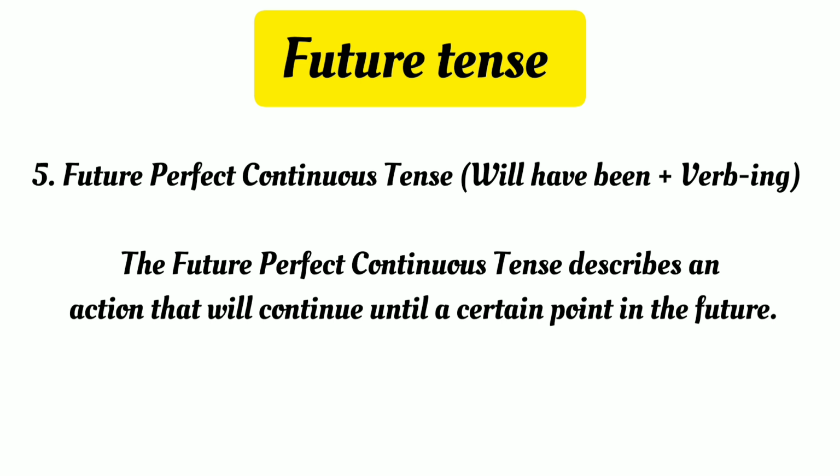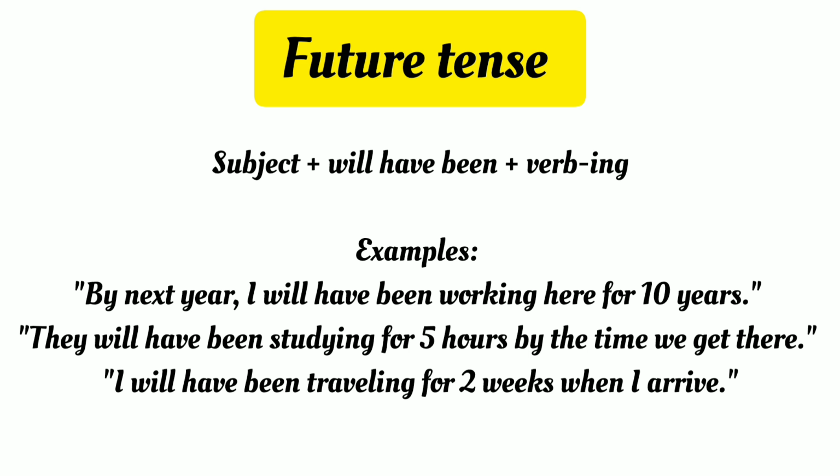5. Future perfect continuous tense: will have been plus verb-ing. The future perfect continuous tense describes an action that will continue until a certain point in the future. Formula: subject plus will have been plus verb-ing. Examples: by next year, I will have been working here for 10 years. They will have been studying for 5 hours by the time we get there. I will have been traveling for 2 weeks when I arrive.